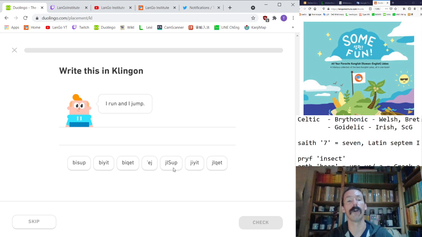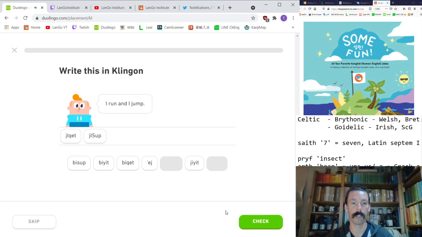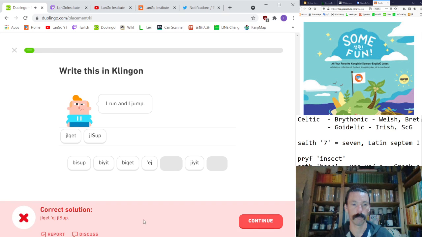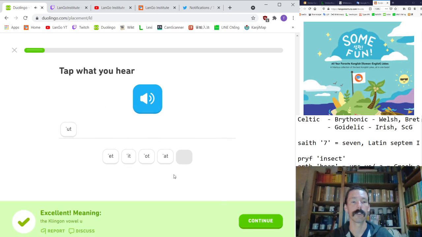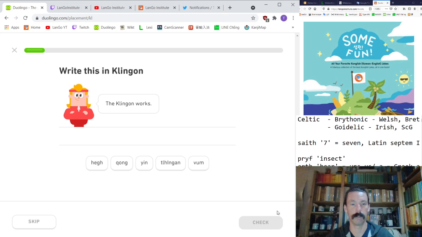That's great. All right, so I run and I jump. Klingon has these person marking prefixes. The one for I is j. We've got these candidates. I think run was the Jet, and jishuk. Jeshu. Jiket. Oh, I needed a word for and. Oot. So the apostrophe is a glottal stop, as in uh-oh. The Klingon works. Sounds like a song. Sounds like a hit song.